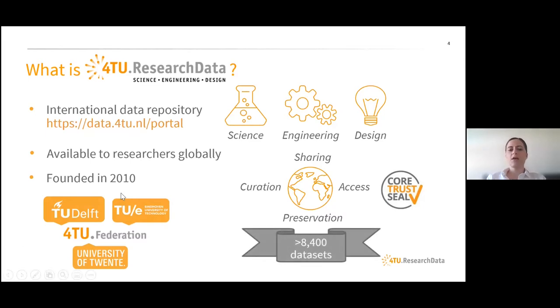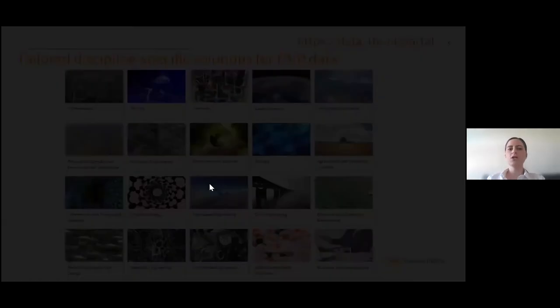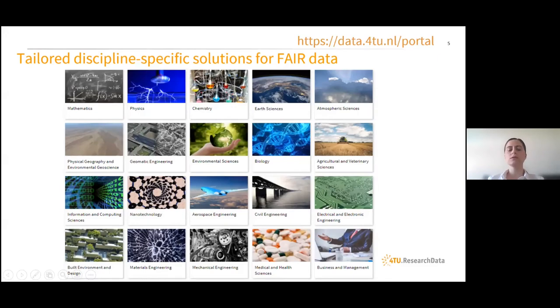And it's great to see that over the past decade or so, there's more than 8,400 technical science data sets that have been published within 4TU research data. And if we take a look at a snapshot of the portal, you can see that there are data sets from a diversity of different technical science disciplines. So from mathematics through to agriculture and veterinary sciences, from information and computing sciences to business and management.